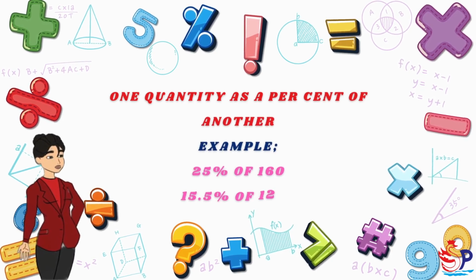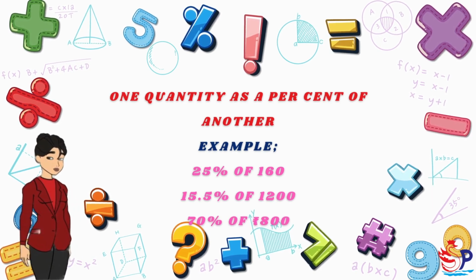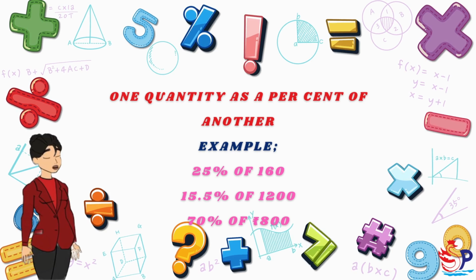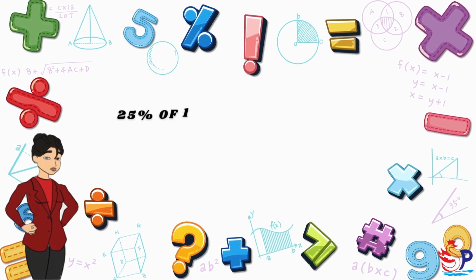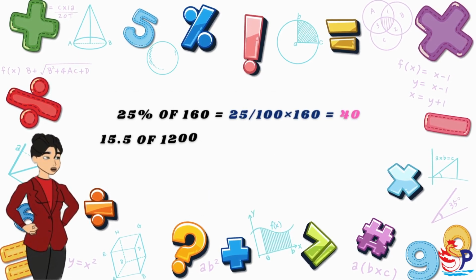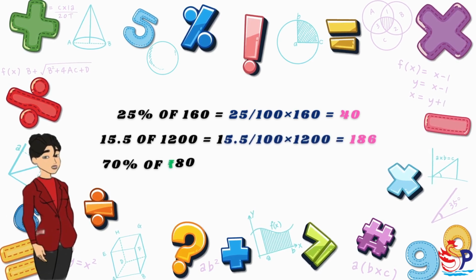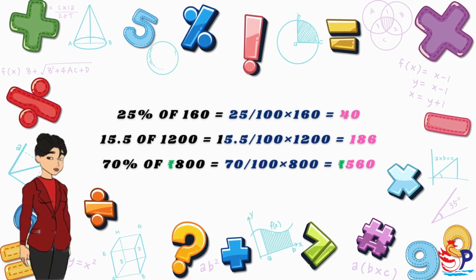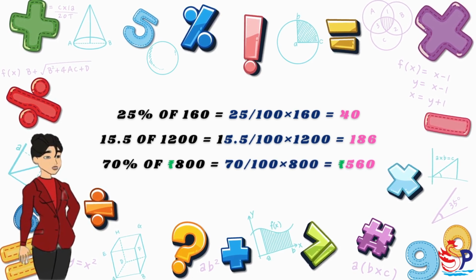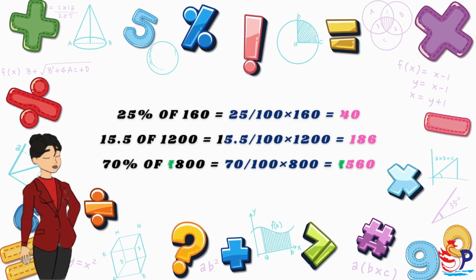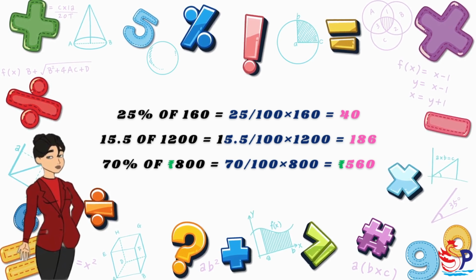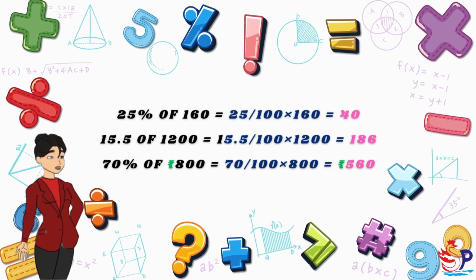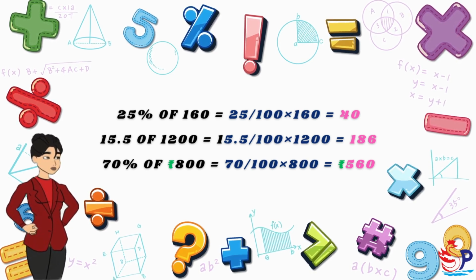Example: 25% of 160, 15.5% of 1200, 70% of 800 rupees. 25% of 160 is equal to 25 by 100 multiplied by 160 is equal to 40. 15.5% of 1200 is equal to 186. 70% of 800 rupees is equal to 70 by 100 multiplied by 800 is equal to 560 rupees.